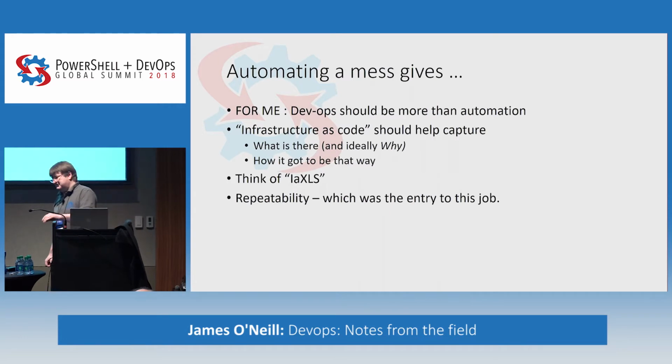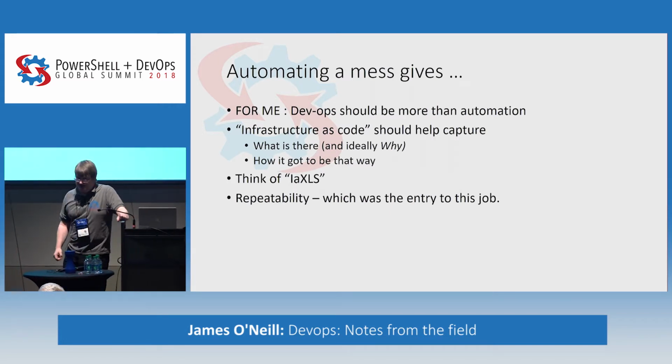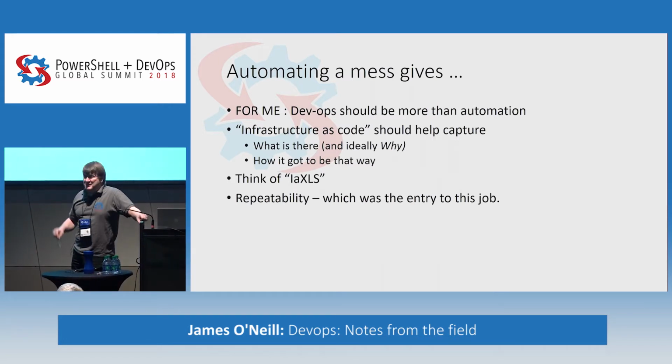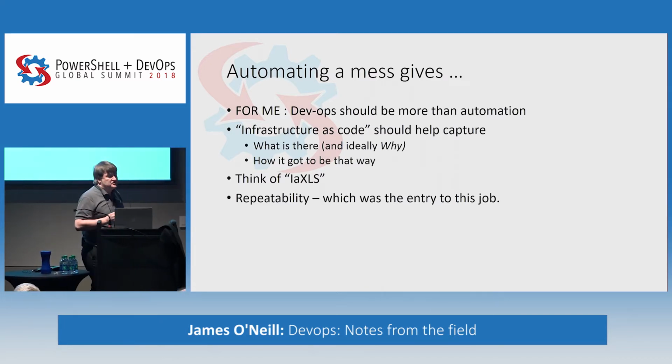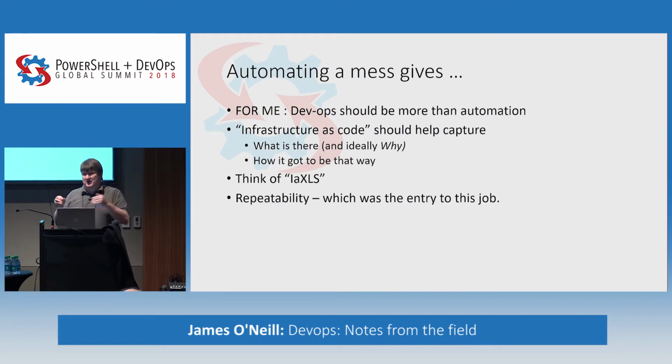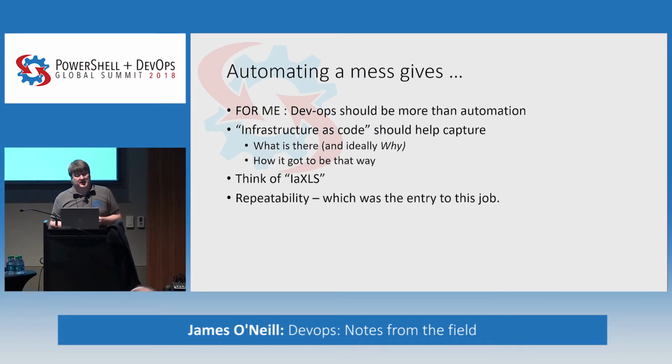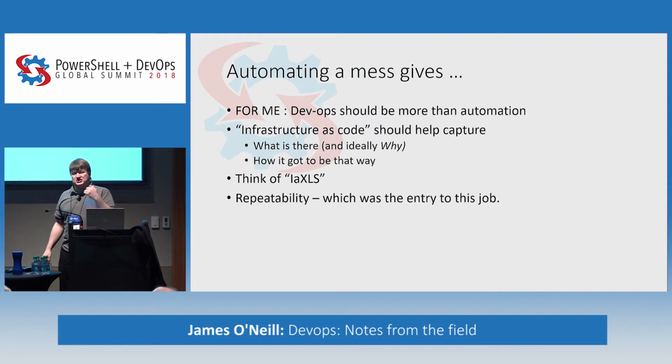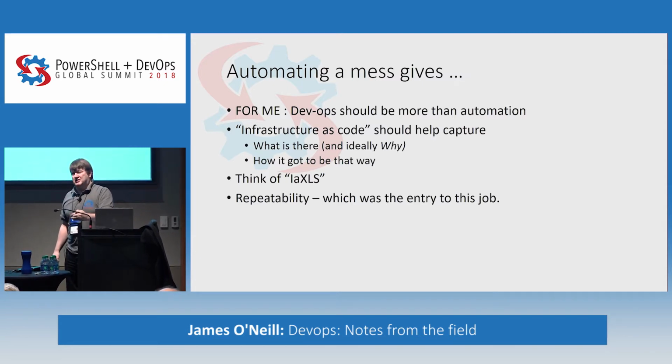If you automate a mess, what do you get? You just get a mess more quickly. So my agenda when it comes to DevOps is that it needs to be more than just doing it fast, right? It needs to be doing it better.